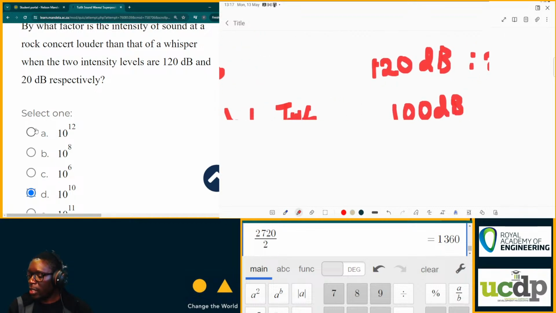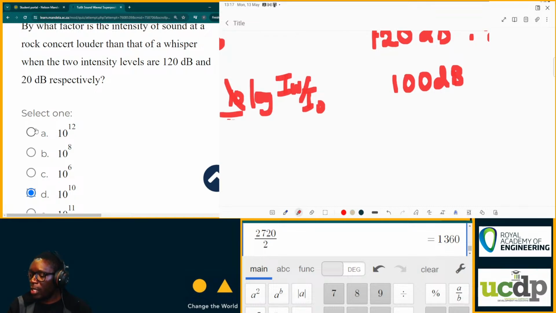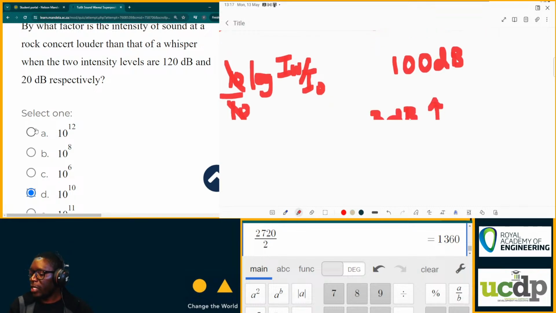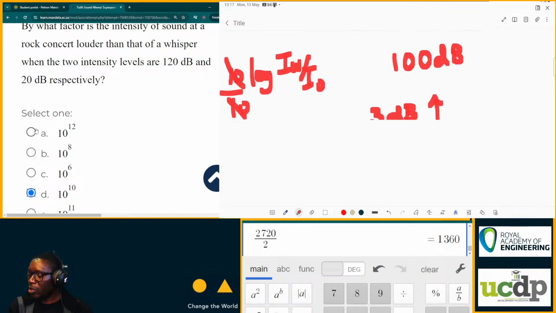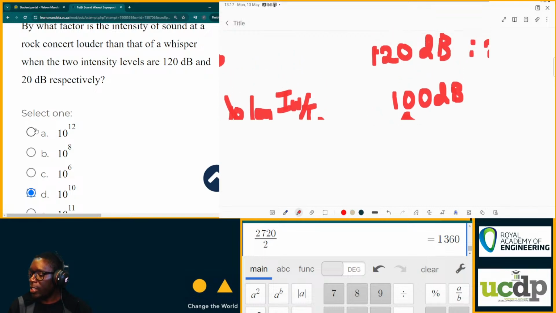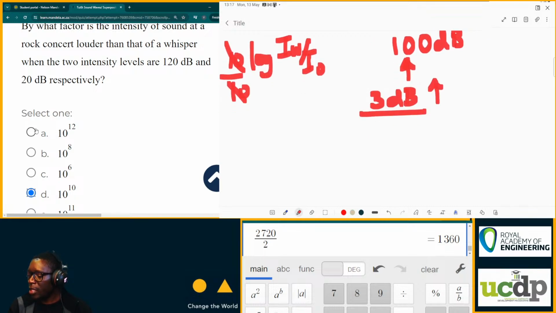But we know that each time we increase power by a factor of 2, this is a level that we call a 3 dB change, right? So every 3 dB change is like a double up of power. Which means we can find how many times we are doubling this power in a difference of 100 decibels. And that gives you 33 times.